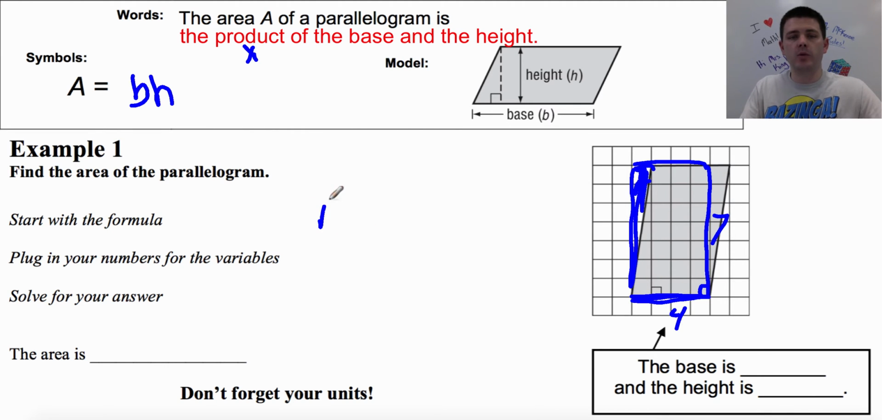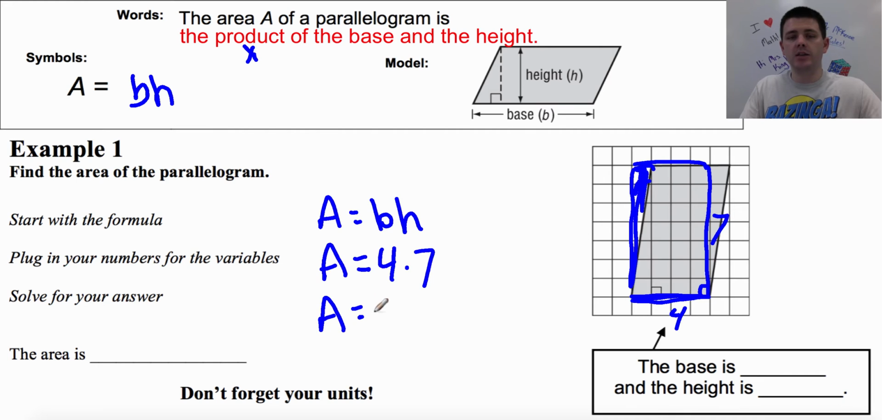So my formula was area is equal to base times height. So I'll go ahead and plug in my numbers. My base is 4. My height is 7. So 4 times 7. So my area is equal to 28.